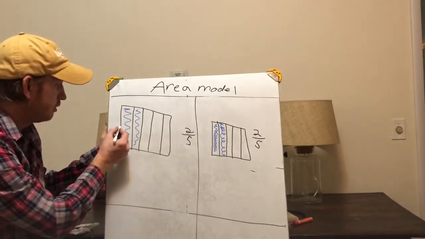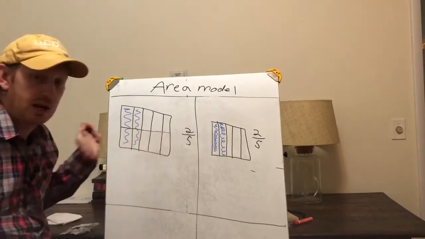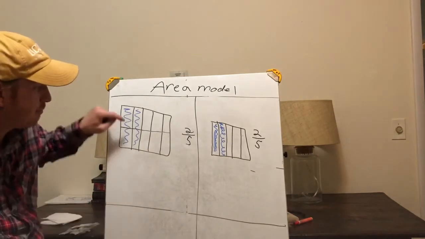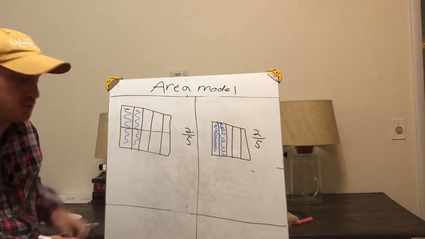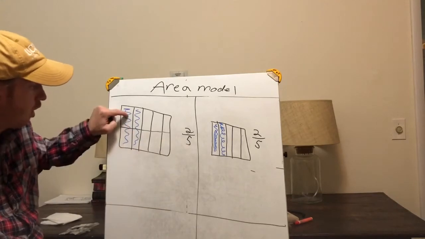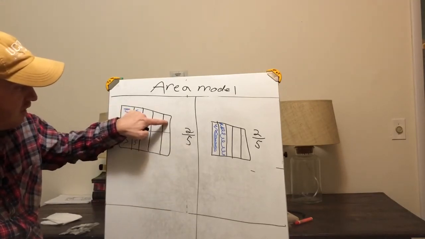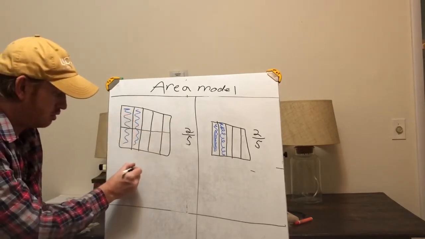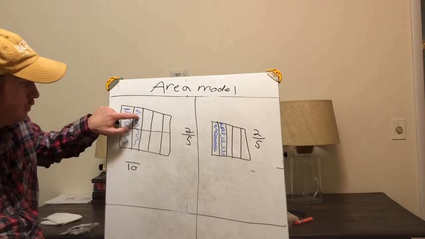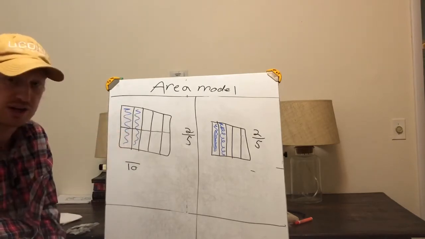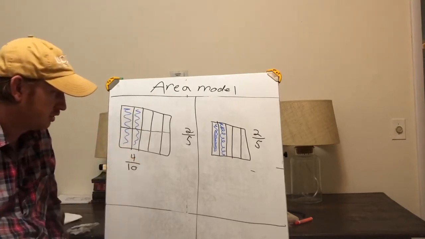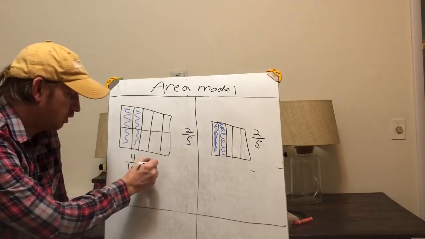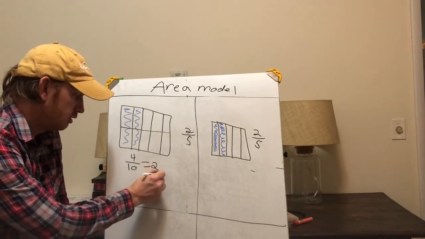So what I'm going to do is I'm going to take my 2/5, and I'm going to put a line through it. That's the same thing as doubling the amount of total parts. So now instead of 5, I have 1, 2, 3, 4, 5, 6, 7, 8, 9, 10. And I have 1, 2, 3, 4 shaded in. So that means that 4/10 is equal to 2/5.